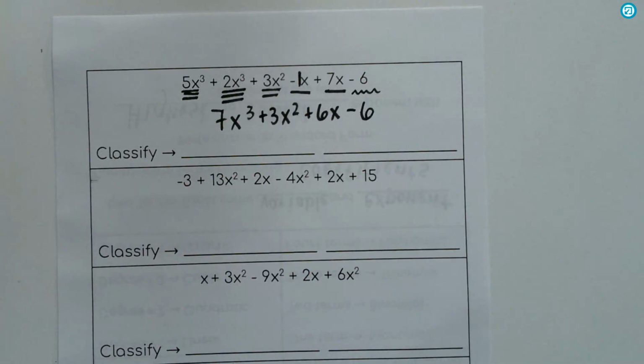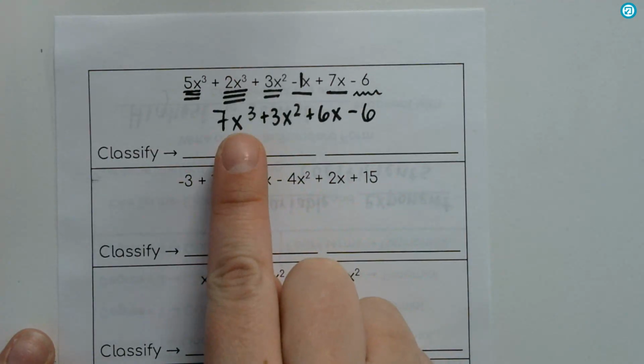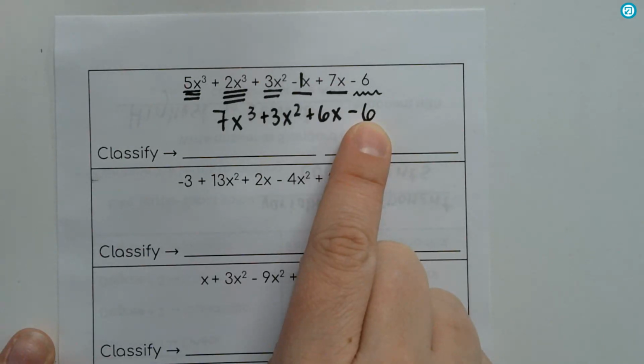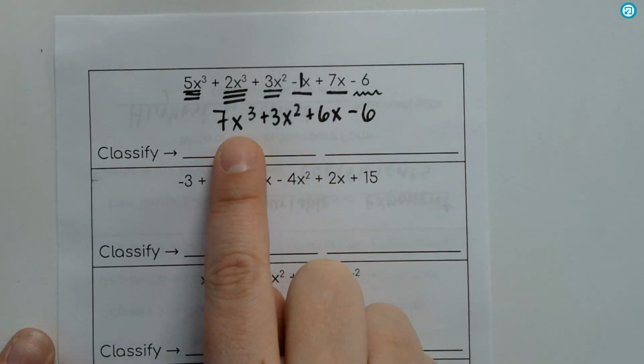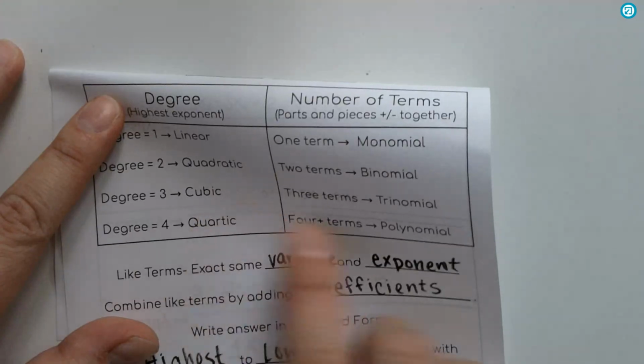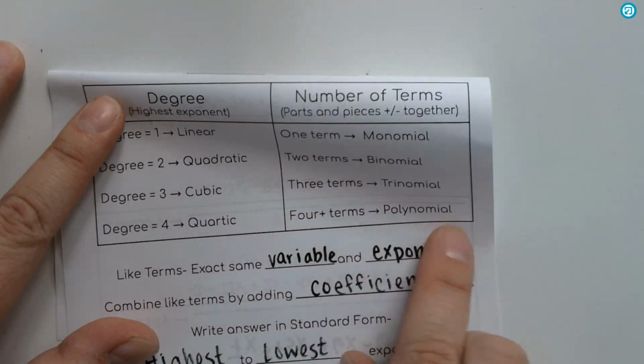Right. The next thing that we're going to do is we are going to classify it then. So we look at 2 things. We look at the highest exponent, and we look at how many terms there are. So the highest exponent here is 3, and there are 1, 2, 3, 4 terms. So the degree, the highest exponent is 3, there are 4 terms. So we use our table on the front. We've got a degree of 3, so that is cubic. And there are 4 or more terms, so that is polynomial.